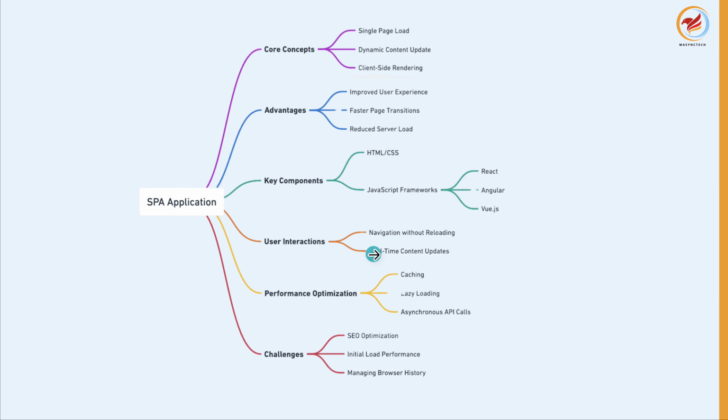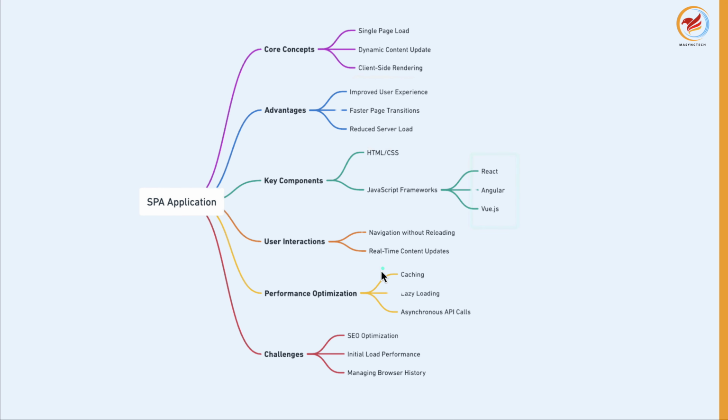Let's see some of the features that SPA applications provide, and we have already explored. When it comes to the concept, it is for single page, dynamic content update, client-side rendering, and for advantages, it is for improved user experience, faster page transitions, reduced server load, and for key components, it uses HTML, CSS, and libraries like React, Angular, and Vue. So these libraries or frameworks are all SPAs.